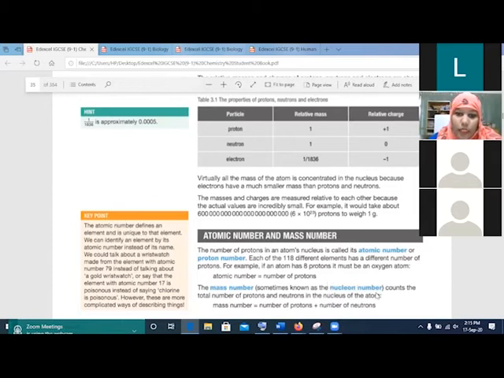Now, what is mass number? It has another name, the nucleon number. Mass number is the number of protons plus the number of neutrons. That means if we add the total number of protons and the total number of neutrons present in the nucleus of an atom, I can get the mass number of that atom.